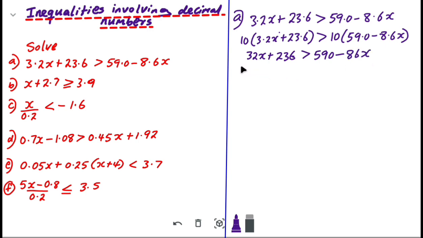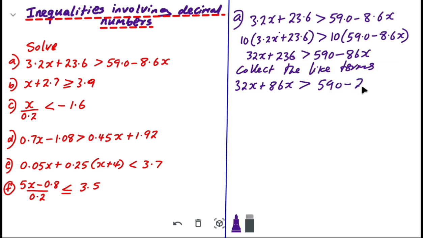So the next thing we need to do is to collect like terms. We're going to be having 32x plus 86x greater than 590 minus 236. Now, if we go by this, we're going to be having 108x greater than, if we subtract this, 354. Now, the next thing we need to do is to divide both sides by what?